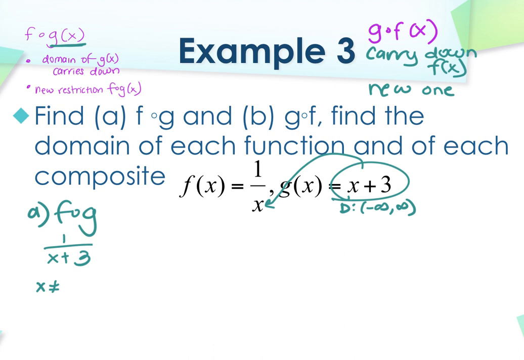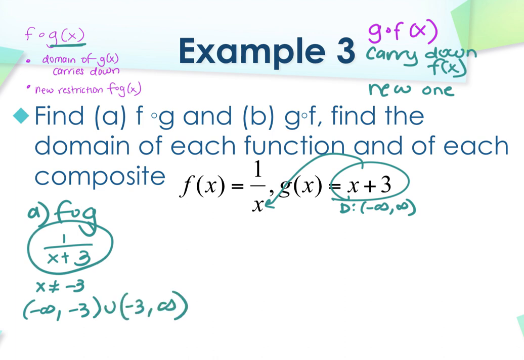So I'm looking at the composite function, which is 1 over x plus 3. What's the domain restriction on that? X can't equal negative 3. Remember, I don't worry about the one on the left. I worry about the one on the right, which was g, and then I worry about the new one.